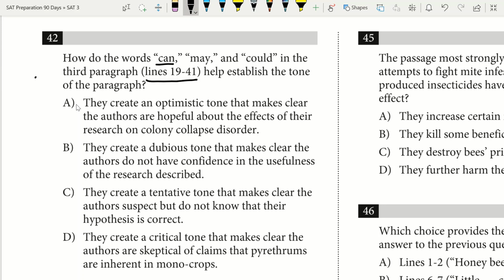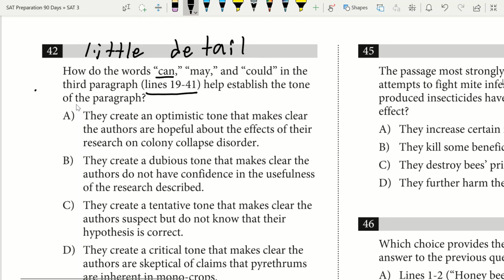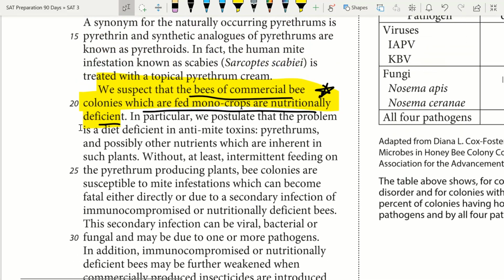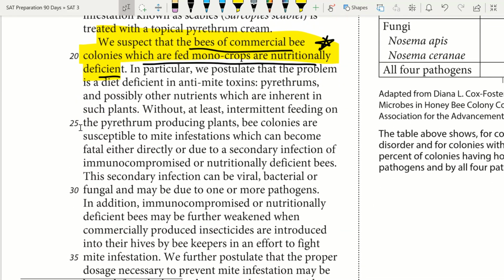But we see it's how the words can, may, and could in the third paragraph. That's lines 14 through 41. So in this case, we're dealing with a certain set of lines, so that's going to be a little detail question. We're really talking about the details in those lines that establish the tone of the paragraph. Well, let's go take a look at them. So it was 19 to 41. We suspect that the bees of commercial bee colonies, which are fed monocrops, are nutritionally deficient. We talk about how it can become fatal, right? We also use the word could.